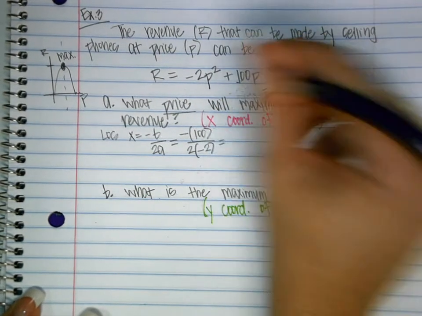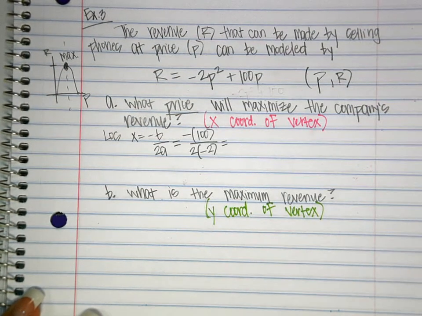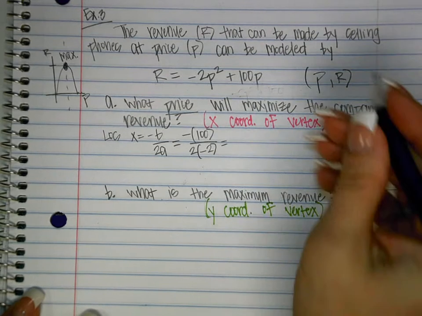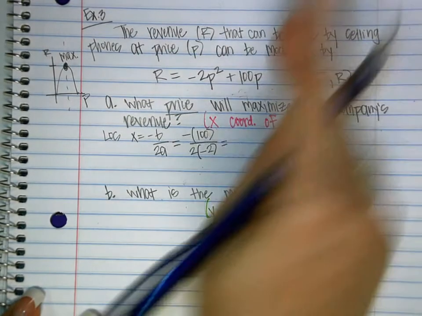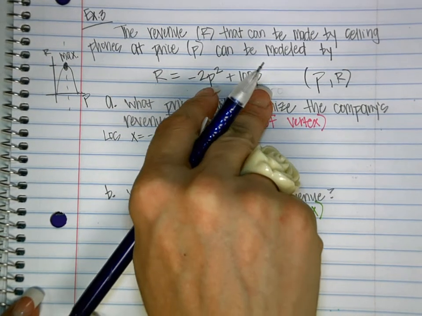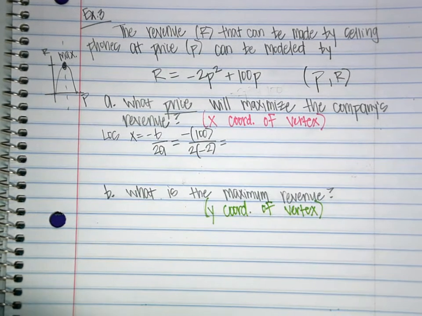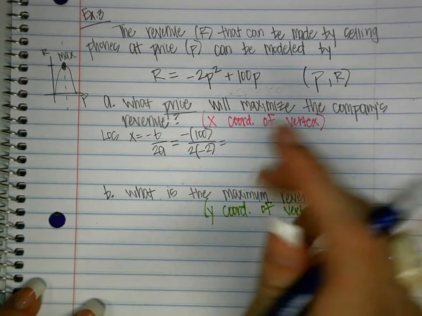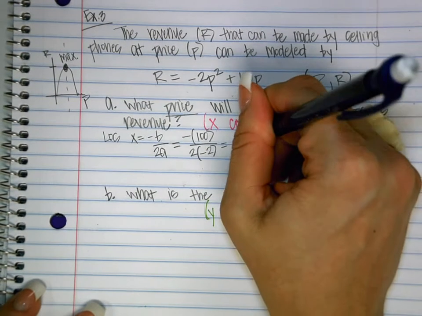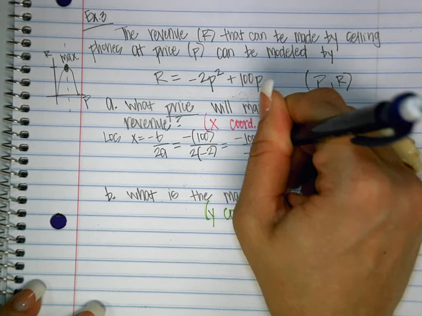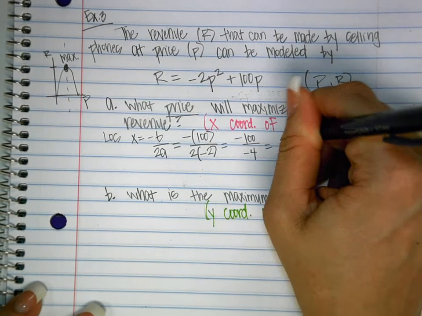You can change things. I see why, because yesterday we did a lot like that, but they didn't have the p at the end. They don't have the x at the end. So if you see that letter twice, you have to use standard form. So if you rewrite this, that would give you negative 100 over negative 4. That reduces to 25.